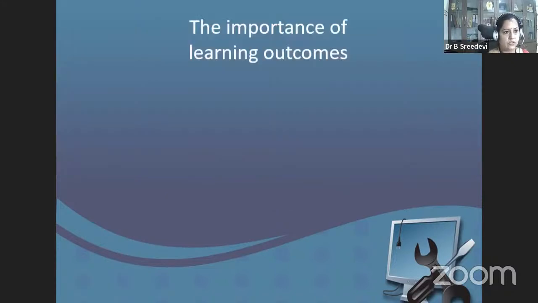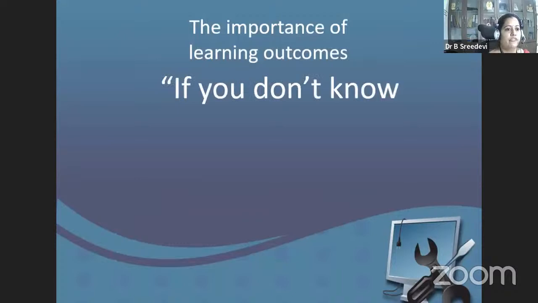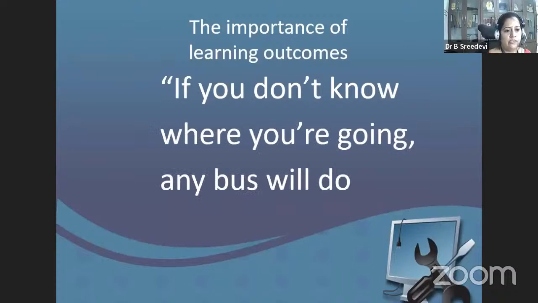Before getting into the basics of OBE, why do we need OBE? What is the importance of outcome-based learning? If I don't define the aim and objectives of learning a particular program or course, I will travel a vague path, and I cannot say the students will reach their correct destination. They will be marching towards something not clearly defined. If you don't know where you are going, any bus will do. This is the proverb, and this is why we need outcome-based learning.